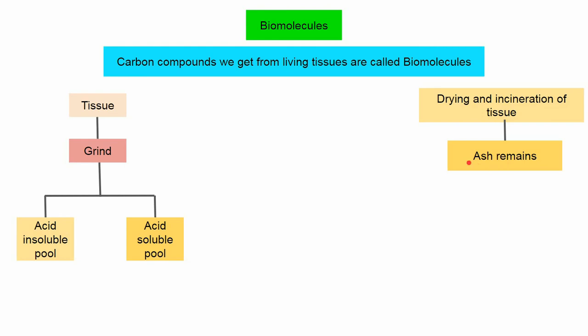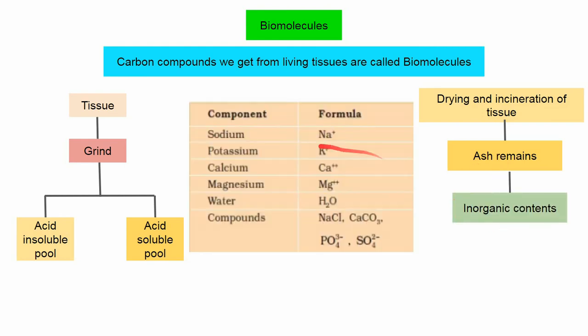When you analyze the contents of the ash, you can see there are inorganic contents. This table shows the different inorganic components and their respective formulas. You can see that sodium is present, potassium is present, calcium is present, magnesium, water, and compounds such as sodium chloride and calcium carbonate and so on. These are all the things that you mainly find in the living tissues of organisms.